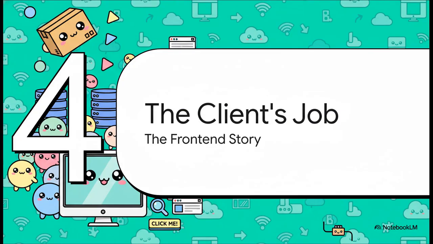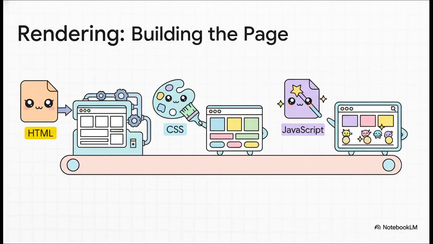The package has arrived. The server did its job and sent back all the raw materials. Now it's your computer's turn to shine. This is the front-end story. This whole process is called rendering, and this is where your web browser pretty much becomes an artist. It takes that raw HTML code and uses it to build the skeleton of the page. Then it uses another file, the CSS, to paint on all the colors, the fonts, and the layout. And finally, JavaScript comes in and brings the whole thing to life, making the buttons clickable and the animations move. It's like a high-speed construction project happening right on your screen.